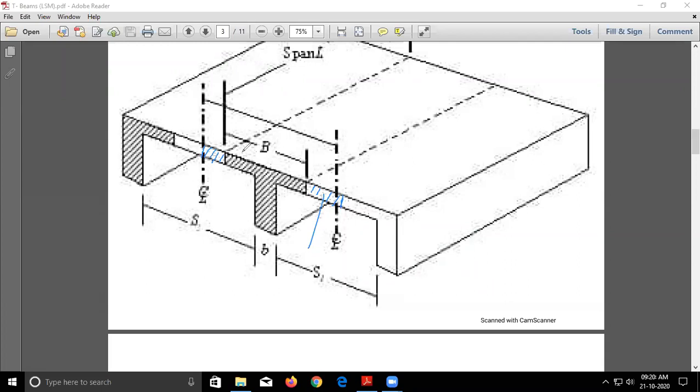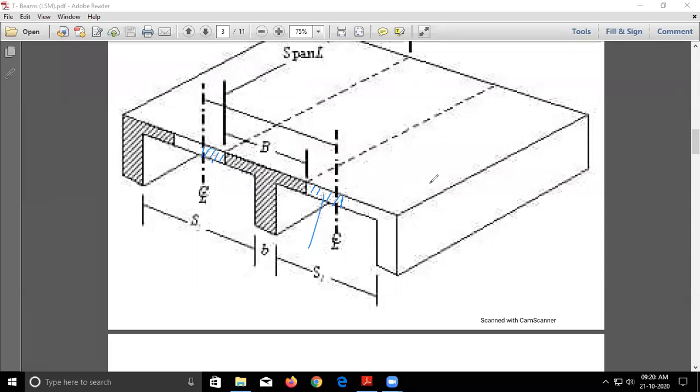Okay, the next important thing is to decide the width of the flange. How much width of the flange should we consider? Suppose this is S1. Suppose the span is even bigger than this. In that case, how much should we consider? That remains a question mark. So the width of the flange is decided.